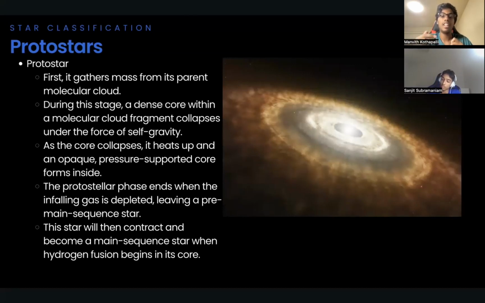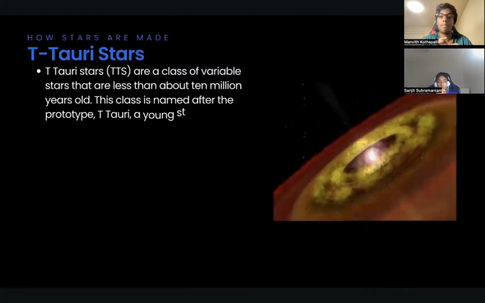As the core collapses, it heats up and an opaque pressure-supported core forms inside. The protostar phase ends when the infalling gas is depleted, leaving a pre-main sequence star. This star will then contract and become a main sequence star when hydrogen fusion begins at its core. Now, Sanjay will be talking about the next phase, T-Tauri stars.